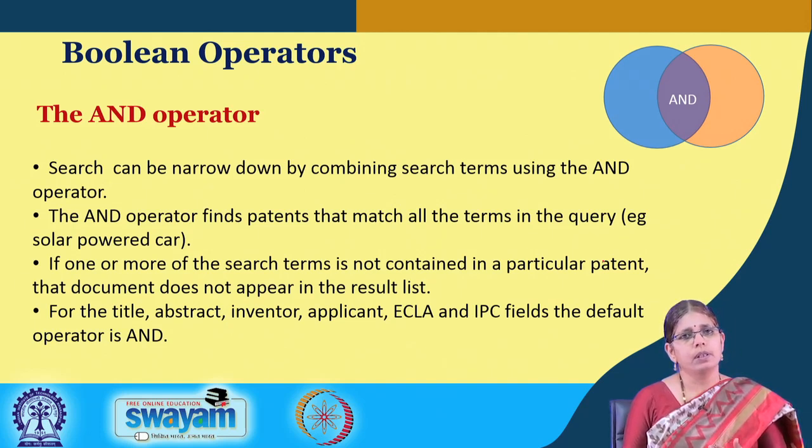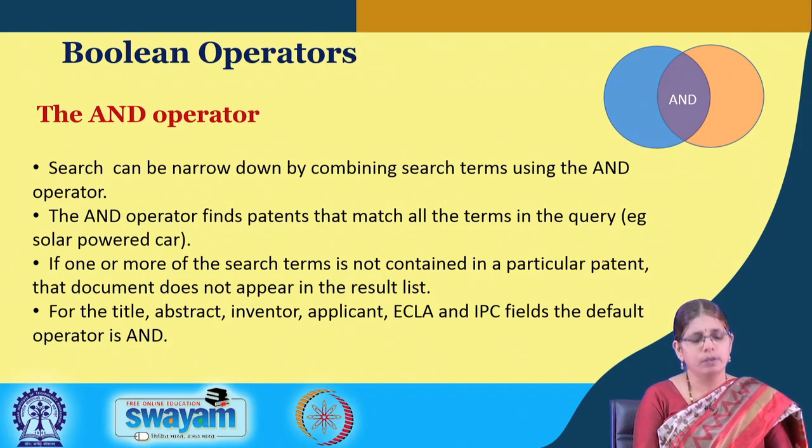Now, keyword search is actually done in different fields or categories. I may want to look at a particular invention only in the title of a patent. I may want to look additionally at how the invention details are provided in the abstract, in which case I provide that this keyword should be used in the title and the abstract, and I am combining that with an AND operator.